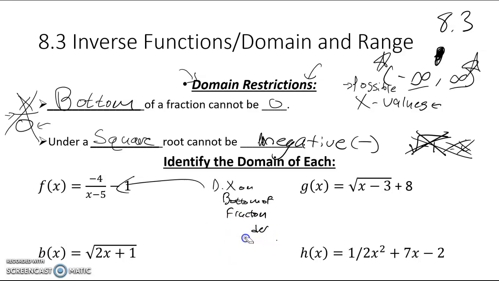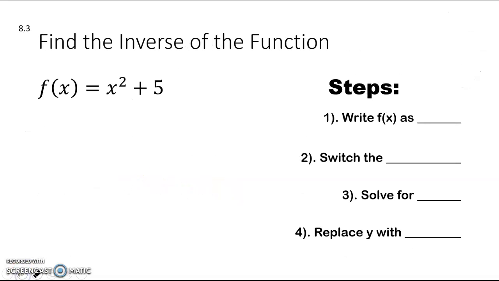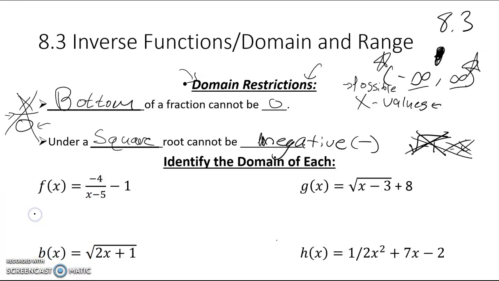So just to give myself enough room, I'm going to erase this stuff here and start here. For this first problem, I have negative 4 over x minus 5, minus 1, and I want to find the domain of that. As I just stated, I see that I have an x on the bottom of my fraction. So I take this whole x minus 5 right here, set it equal to 0, and solve. You get x equals 5. I'm just going to write out 5.